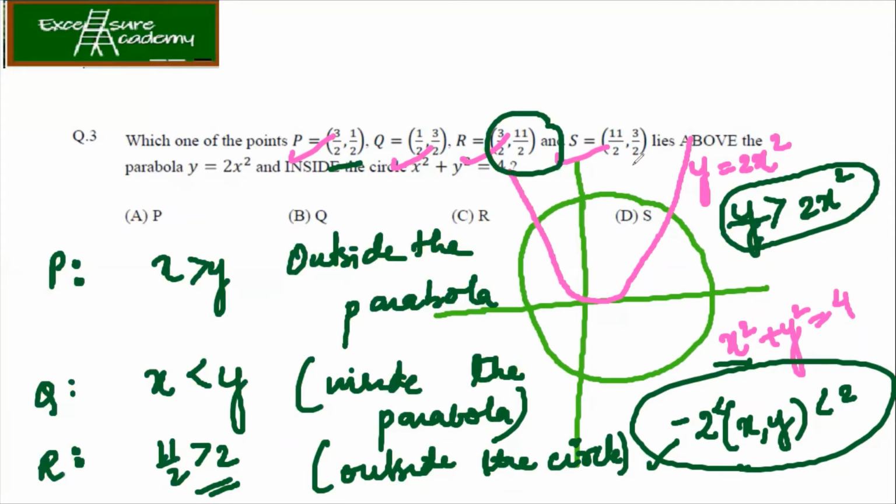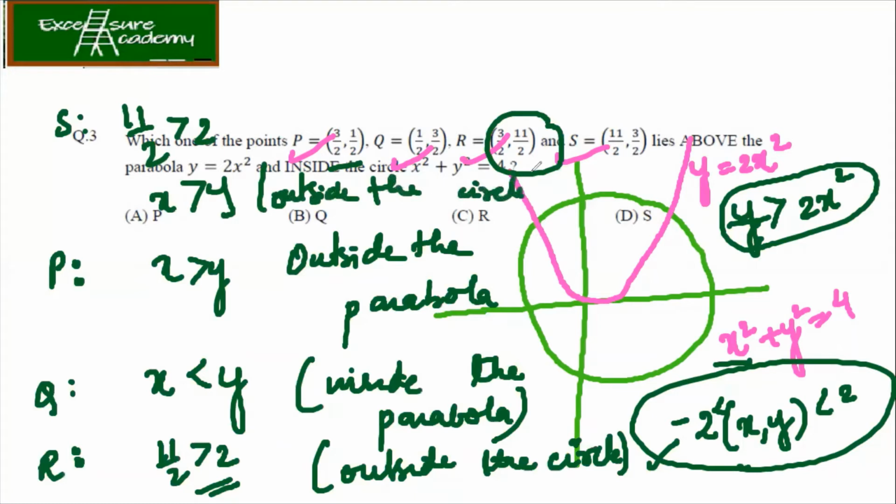Now what is the last value? S. S is given as 11 by 2 and 3 by 2. Again the 11 by 2 is greater than 2, or in other words, x is greater than y. So this is also outside the circle. Correct. Now if you see all these conditions, finally what we got is Q, that is 1 by 2 and 3 by 2, is the correct answer, which is falling inside the circle and above the parabola. Okay. I hope this is clear to everyone.